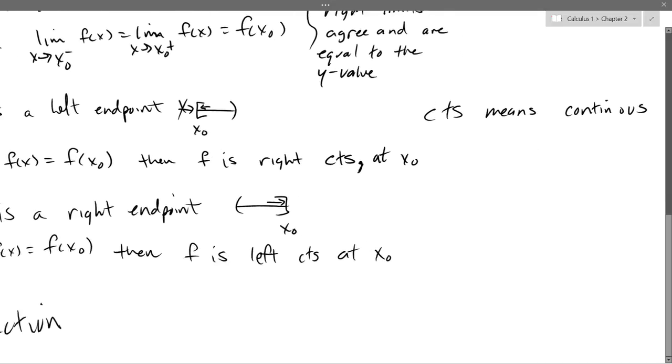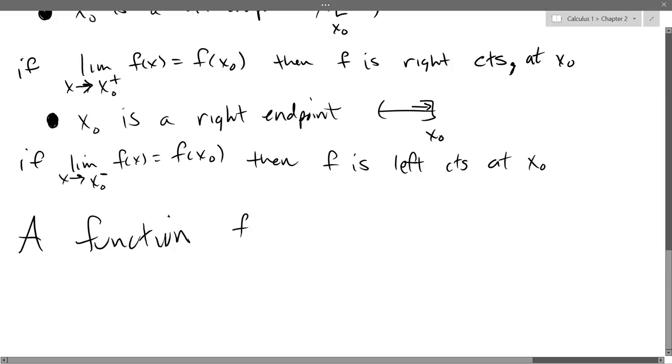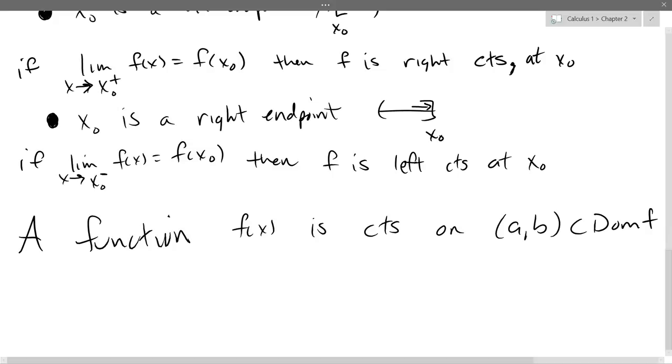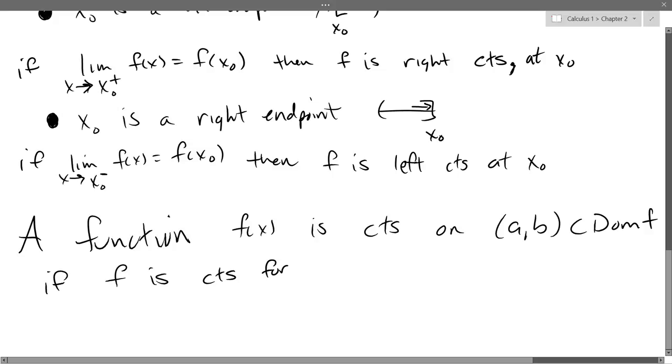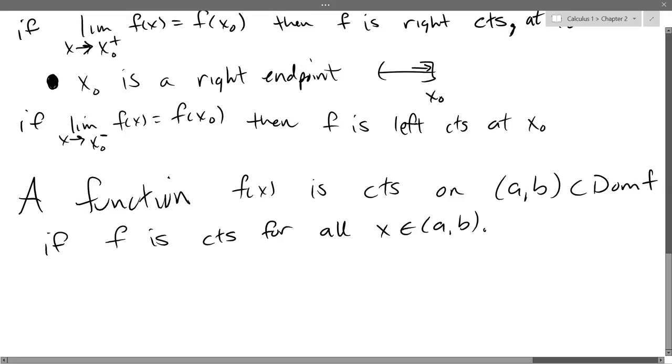So what about not at a point? What about at an interval? A function f of x is CTS on the interval AB, which better be inside the domain. You don't want to talk about x values not in the domain. That wouldn't make any sense. So a function is continuous on AB in the domain of f if f is continuous for all x in the interval AB. So if f is continuous for all the x's in between A and B, then you're continuous on the interval. So that's what it means to be continuous on an interval.